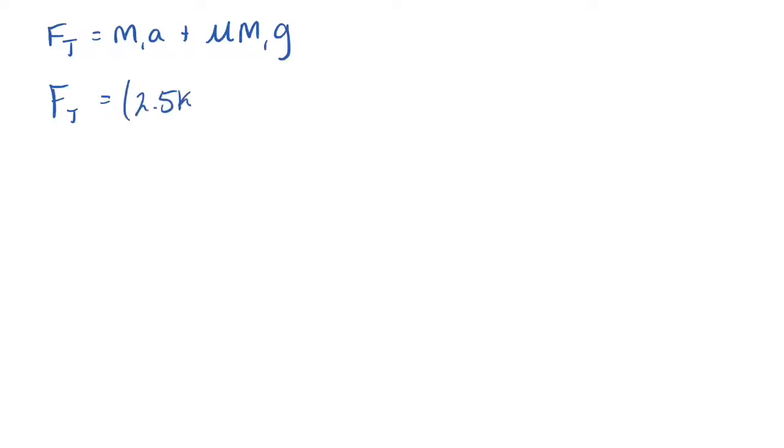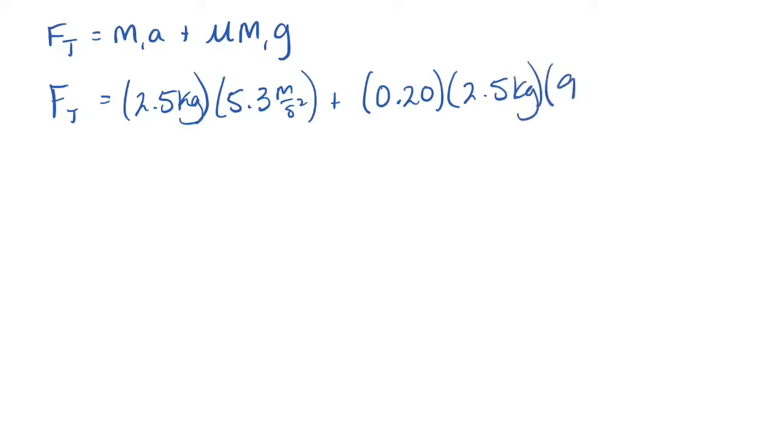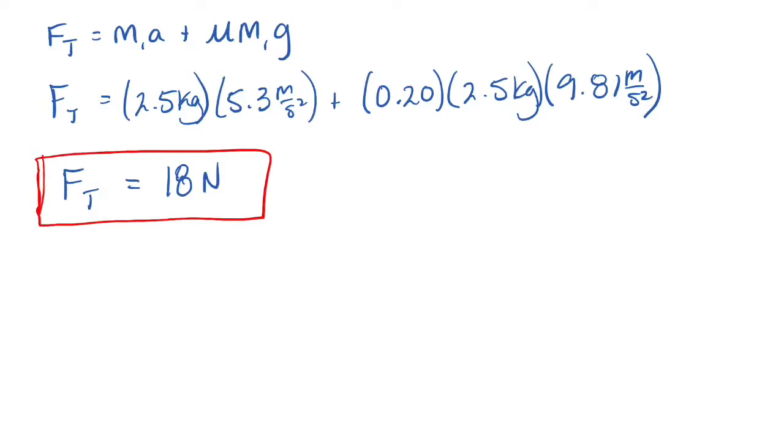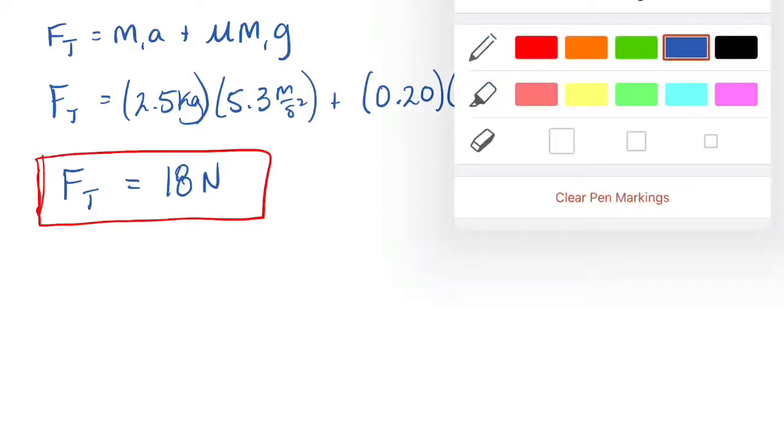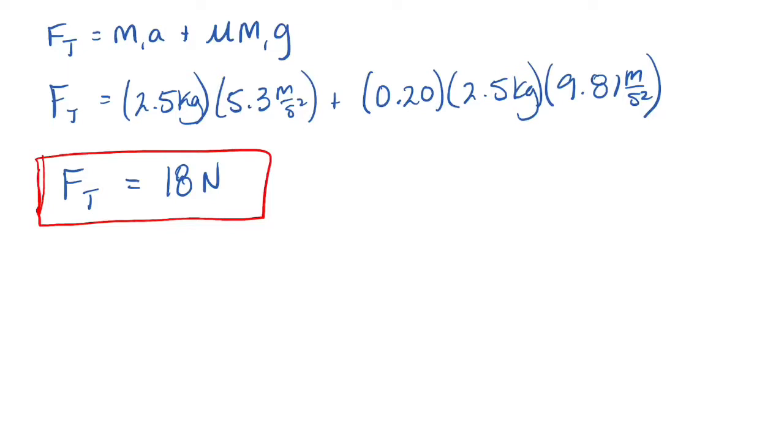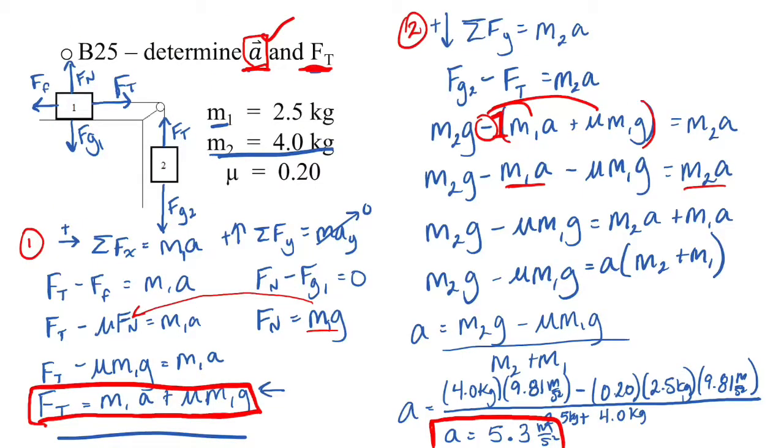So really all I have to do now is plug in that 5.3 for acceleration. It makes life a little bit easier once you find that. Getting the acceleration is the really tough part, and then once you have that, getting the force of tension is nice and easy because you've already done the work of finding an equation for it. This is what we should be plugging in, and we get a lovely force of tension of 18 newtons. Remember not to actually use 5.3, use your previous answer, or at least 5-6 decimal points.